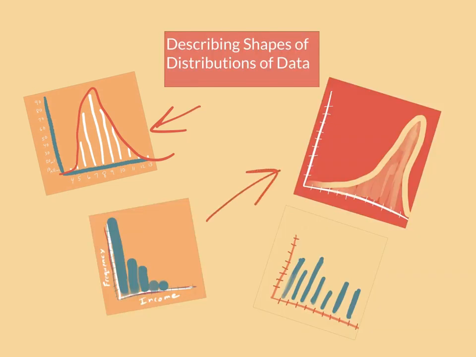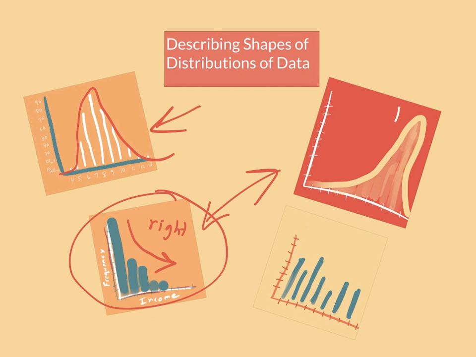There's your bell shape. These two are skewed distributions. Skewed distributions can be either skewed right or skewed left. Now this one here has a skew, the tail goes to the right, so it is referred to as skewed right. And this one here is skewed left, because the tail goes to the left.